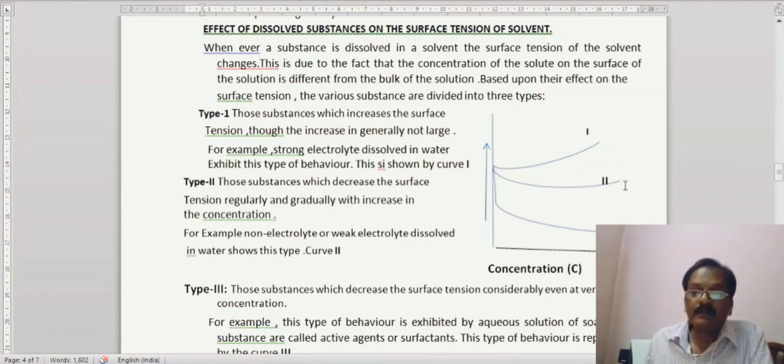For example, non-electrolytes or weak electrolytes dissolved in water show this type of curve, curve 2. This is because they do not undergo ionization, and as you know, more and more molecules of the solvent may accumulate on the surface of the solvent, which causes a decrease in the surface tension of the solvent.